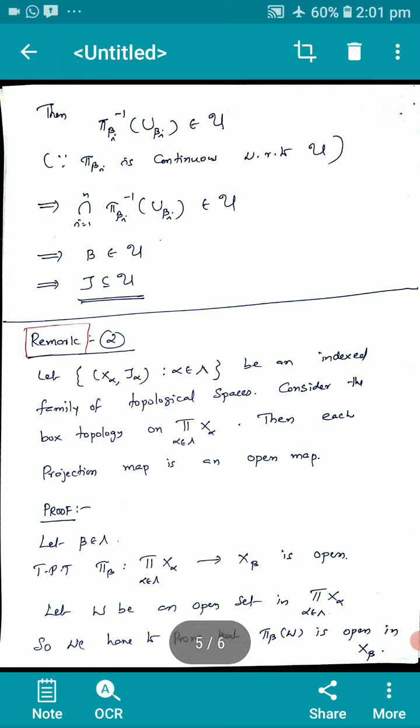Then pi_beta_i inverse of U_beta_i is an element of U, that is, it is open. For pi_beta_i is continuous with respect to U, that we know. Therefore pi_beta_i inverse of U_beta_i is open. So the intersection for i equal to 1 to n of pi_beta_i inverse of U_beta_i is again in U, as a finite intersection is again in the topology U. So B is an element of U, or tau is a subset of or equal to U. That's what remark 1 says.